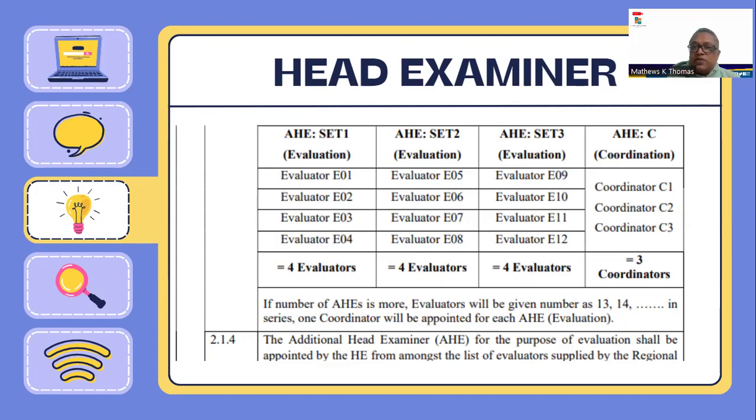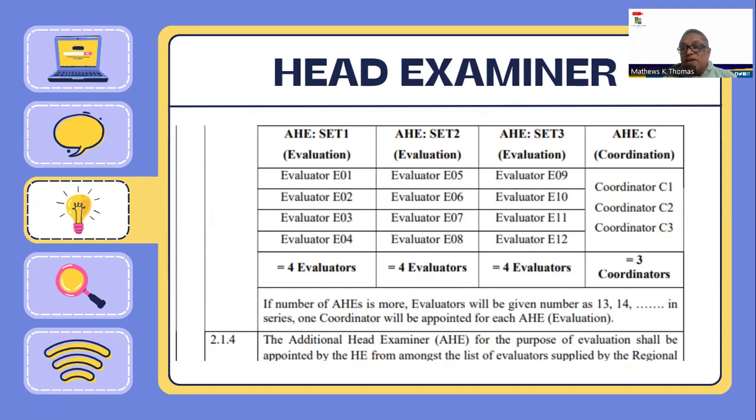And under the head examiner, we have 4 AHEs. The first AHE will handle set 1, the second AHE will handle set 2, and the third AHE will handle set 3. And each AHE will have 4 evaluators under him or her. Right? So we have 4 plus 4 plus 4, 12 evaluators and 3 AHEs.